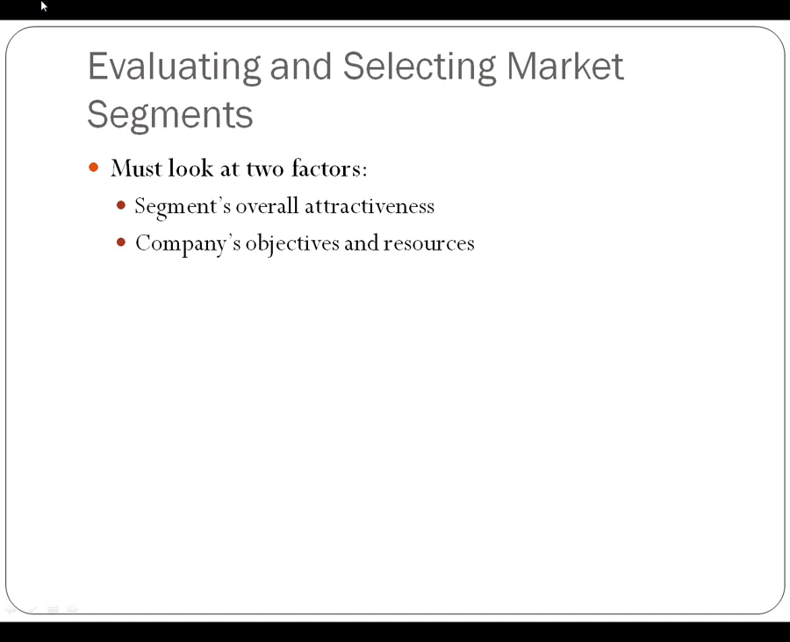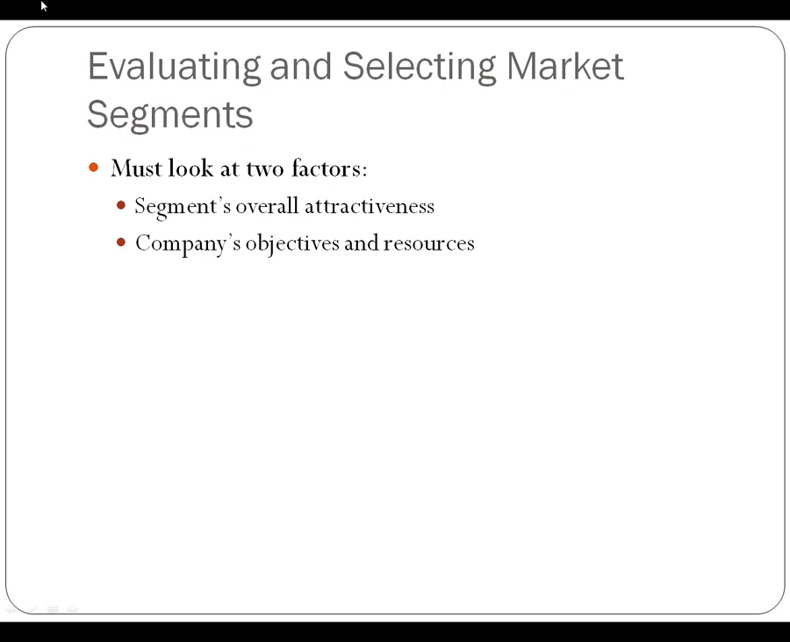Okay, so once you've created this group of segments, then what you do is you go through and you pick out the ones that you feel can be of most value to the firm. Okay, so remember, segmentation is creating these groups. Selection or targeting is actually picking out the groups that you're going to target. And not always, but generally, you don't pick all the segments. You just pick a couple of them.